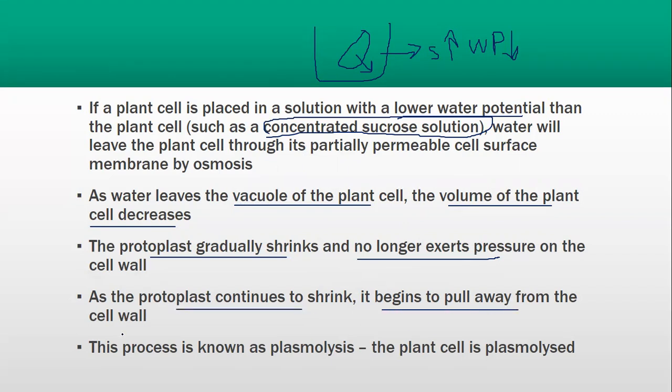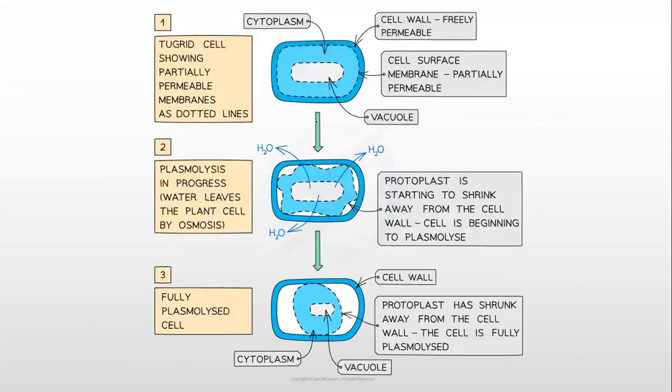It begins to pull away from the cell wall. This process is known as plasmolysis. Plasmolysis क्या होता है? The shrinking of the cell. कुछ इस तरह का देखें. So what is happening? ये आपके पास turgid cell था when the water was inside the vacuole.